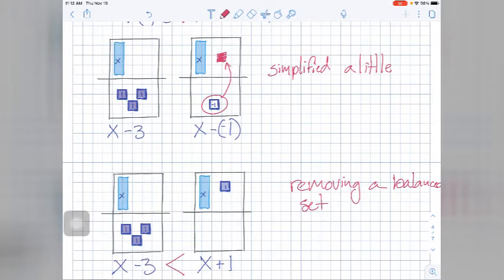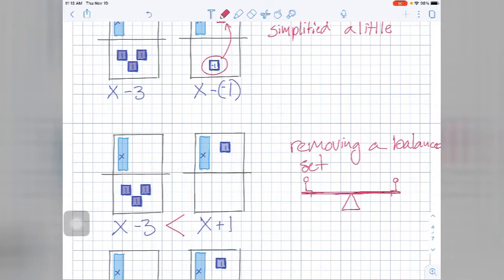But if you're still confused by that, we can do what's called removing a balanced set. Removing a balanced set works like little kids playing on a teeter-totter in the park. If two kids weigh the exact same amount, if you have two equations that are balanced, this works. But it also works if you have two equations that are imbalanced, where I have like a bigger kid and a smaller kid.